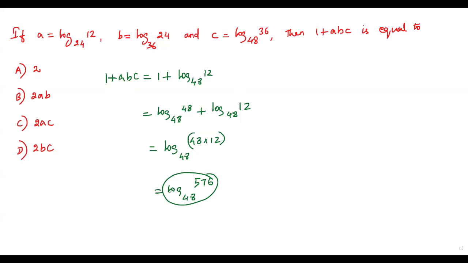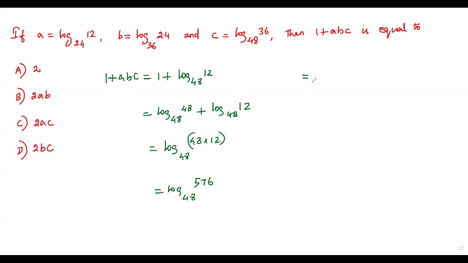48 of 576. When I go over the answer choices, in each answer choice I have a multiple of 2. Here we have 2, here we have 2AB, here we have 2AC, here we have 2BC. So we have to get this result also as a multiple of 2. How can I get this result as a multiple of 2? For that, we should try to write this 576 as a square.